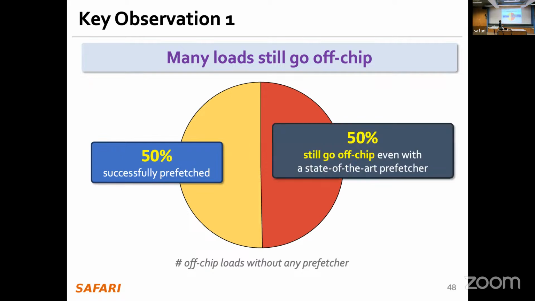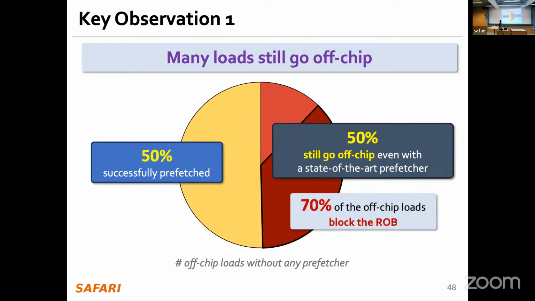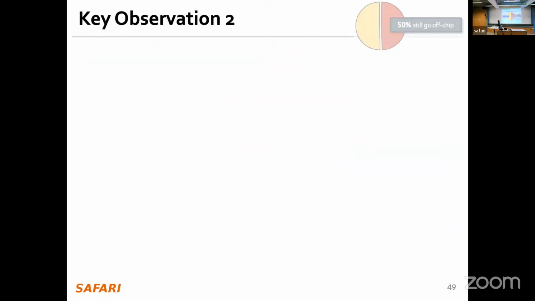Now, out of this 50% that still goes off chip even in the presence of a state-of-the-art prefetcher, 70% of them actually block the reorder buffer from retiring the oldest instruction. So this dark red pie is an even bigger problem, and we are trying to alleviate that challenge as much as possible.